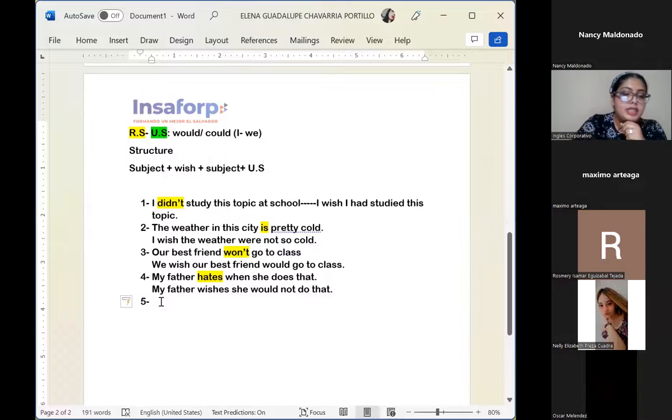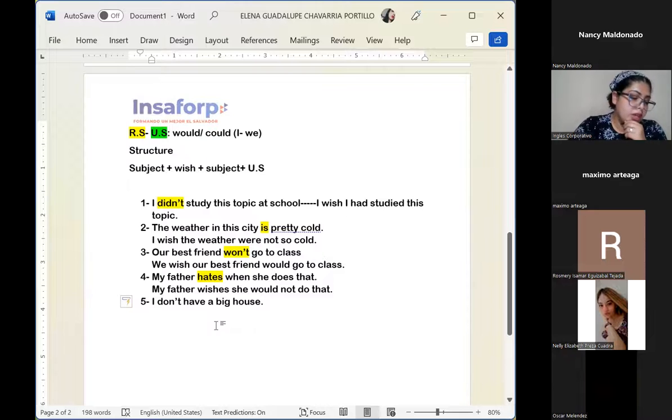We are going to see number five. I don't have a big house. No tengo una casa grande. This one. What is the tense of this sentence? Simple present. Uh-huh, good. Negative. Yes, in that case, it's simple present negative.